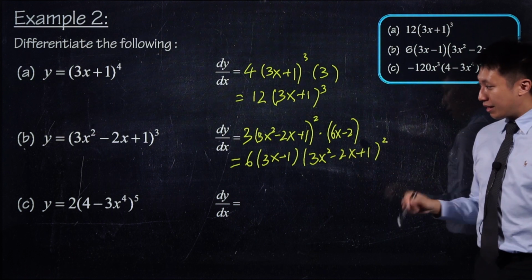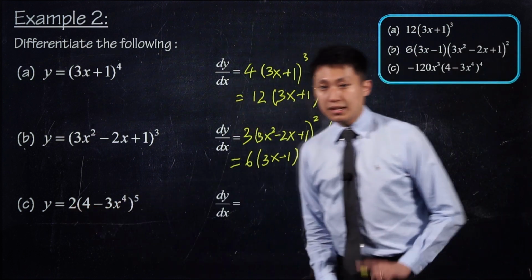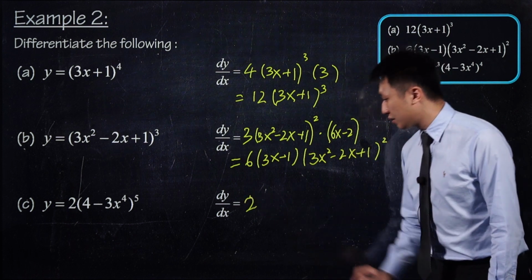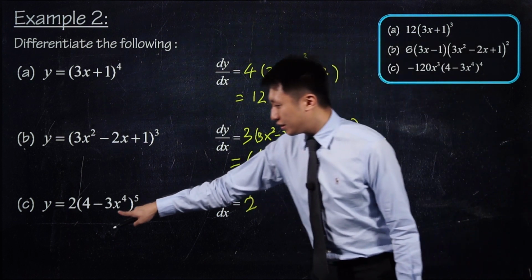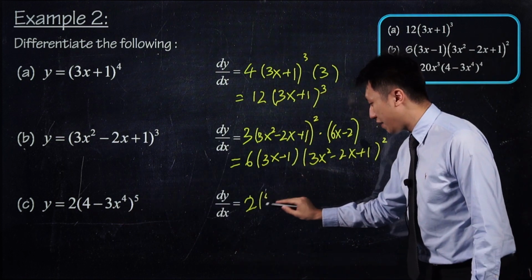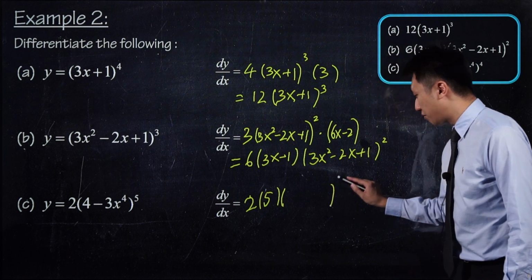Okay, no problem. Last one here. So I have a constant, I leave it unchanged, I don't care, I put it outside. I put the 2 outside. After that, I differentiate the outer layer, 5 something to the power 5. So it's multiplied by 5 something to the power 4.